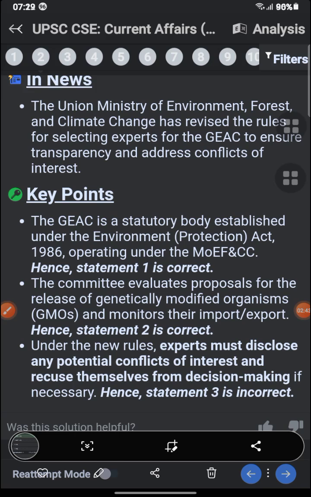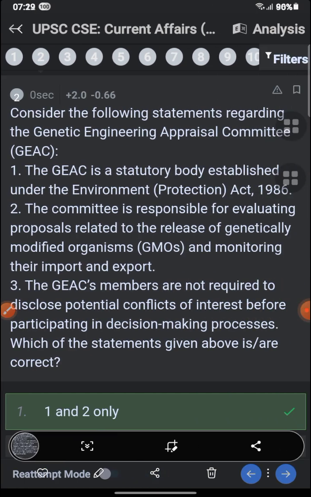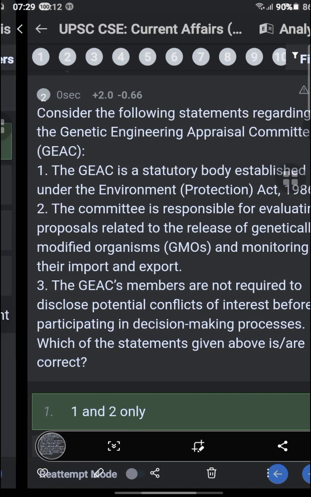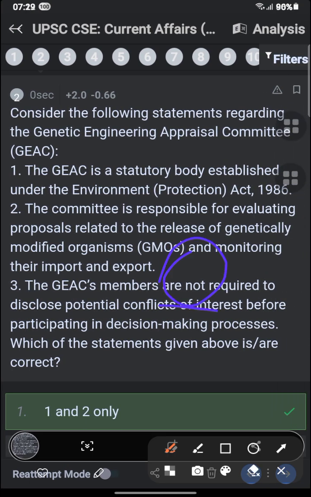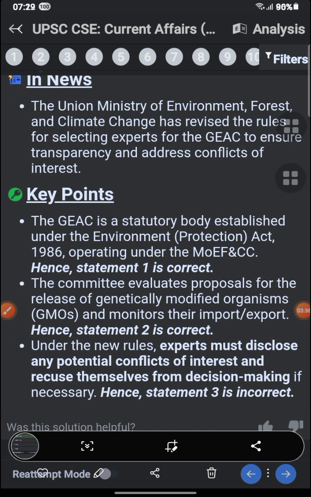First, the Union Ministry of Environment, Forest and Climate Change revised the rules for selecting experts for the Genetic Engineering Appraisal Committee to ensure transparency and address conflicts of interest. The committee is a statutory body established under the Environment Protection Act of 1986, and it evaluates proposals for the release of genetically modified organisms. Under the new rules, experts must disclose any potential conflict of interest and recuse themselves from decision making if necessary. But here it is given that members are not required to disclose. That is wrong. The word not is the wrong thing. It should be disclosed in all decision-making related matters.